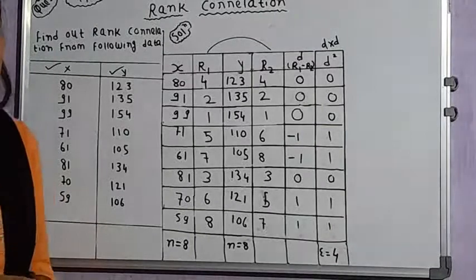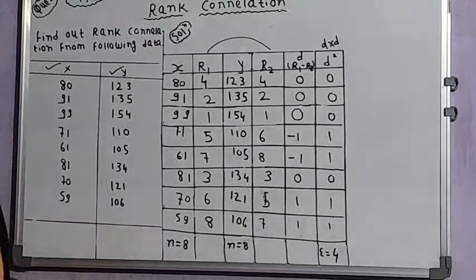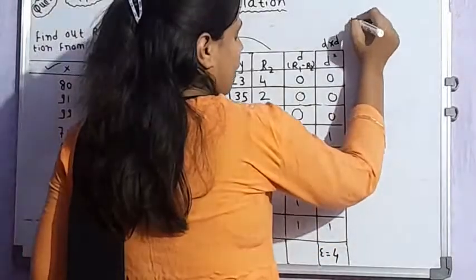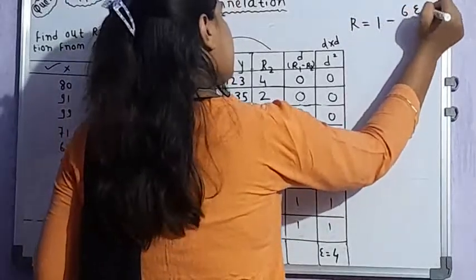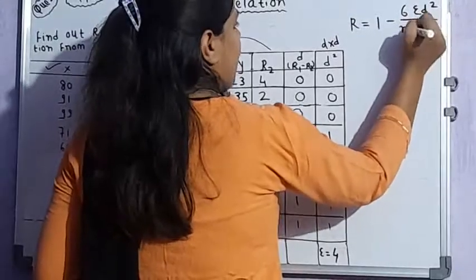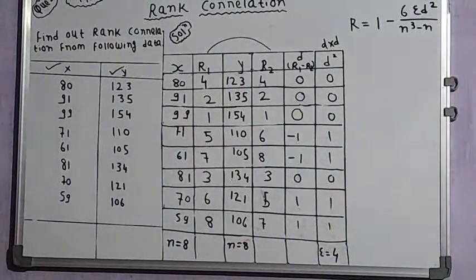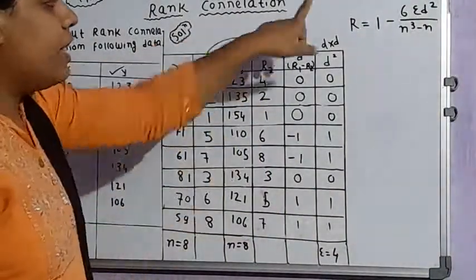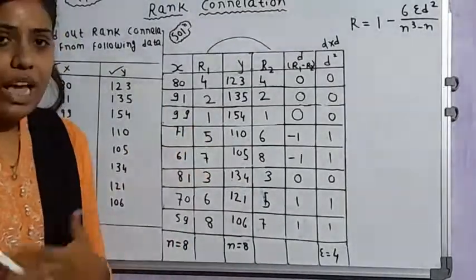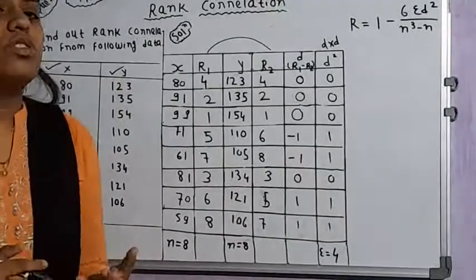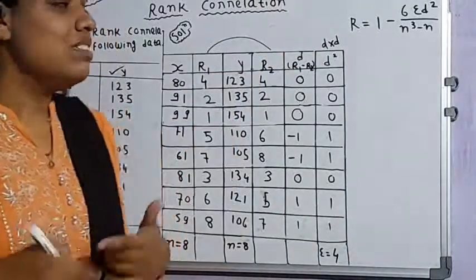What is the next step now? Now we have to apply the formula for calculating the rank correlation. What is the formula? Capital R is equal to 1 minus 6 into summation D square upon n cube minus n. Here capital R refers to rank correlation. When we were calculating Karl Pearson's coefficient of correlation, we were using small r. Here we are using capital R, which represents rank correlation.